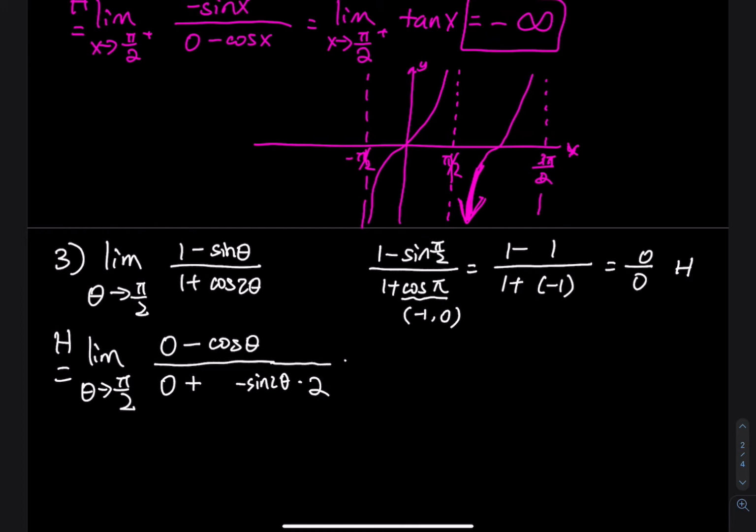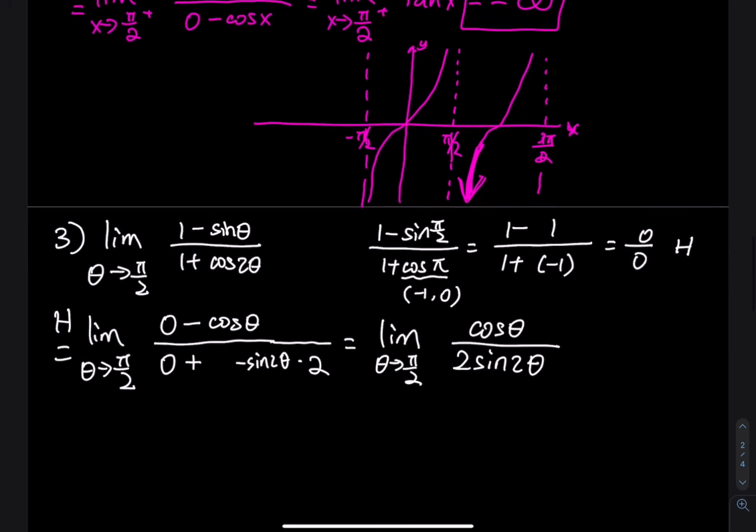So this one we have the limit as theta approaches pi over 2. Let's get rid of all the minuses. So we have a negative on top, negative on the bottom, right? So that means we end up with cosine theta divided by 2 times sine of 2 theta. Are we safe to plug in? Let's try. So we have cosine pi over 2. Cosine pi over 2 is 0. And then 2 times pi over 2 is pi. Sine of pi is also 0.